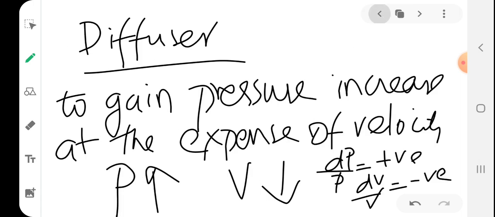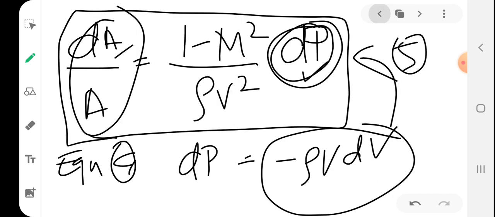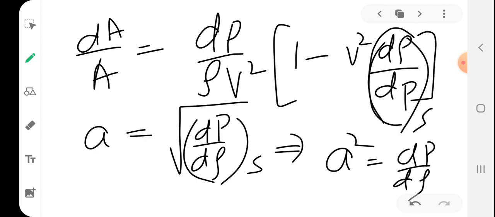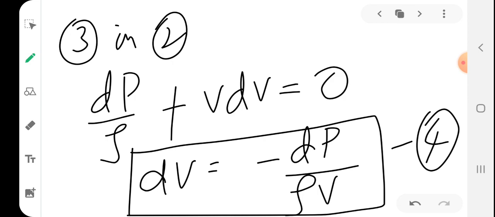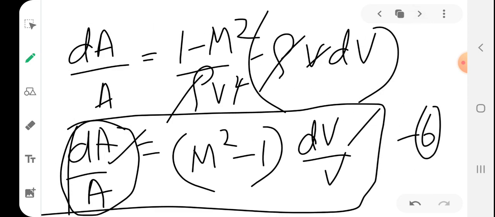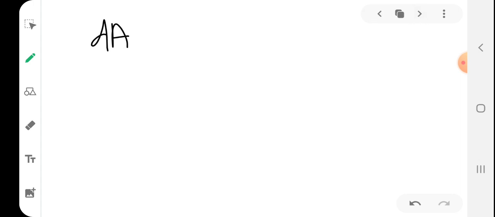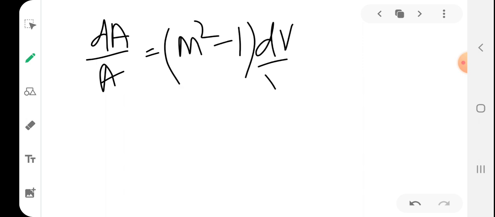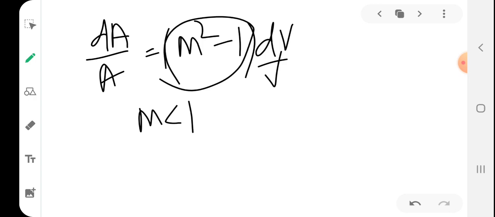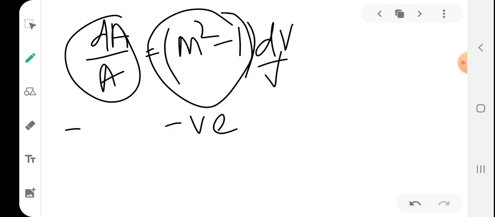So students, our equation relating dA with respect to velocity, which is the equation? So this is our equation. dA by A equal to M square minus 1 into dV by V. So students, our M is less than 1 means this term M square minus 1 will be negative, right? And dA by A will also be negative.